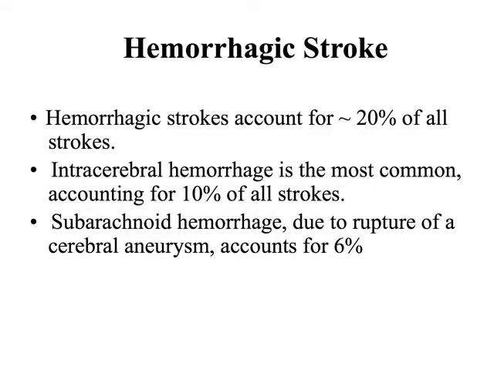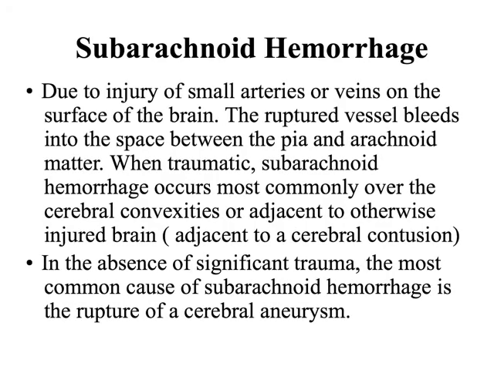Hemorrhagic stroke. Hemorrhagic strokes account for about 20% of all strokes, so 16 to 20%. Intracerebral hemorrhage is the most common, and then we can also have subarachnoid hemorrhages due to a rupture of a cerebral aneurysm. That's going to be a little less common.